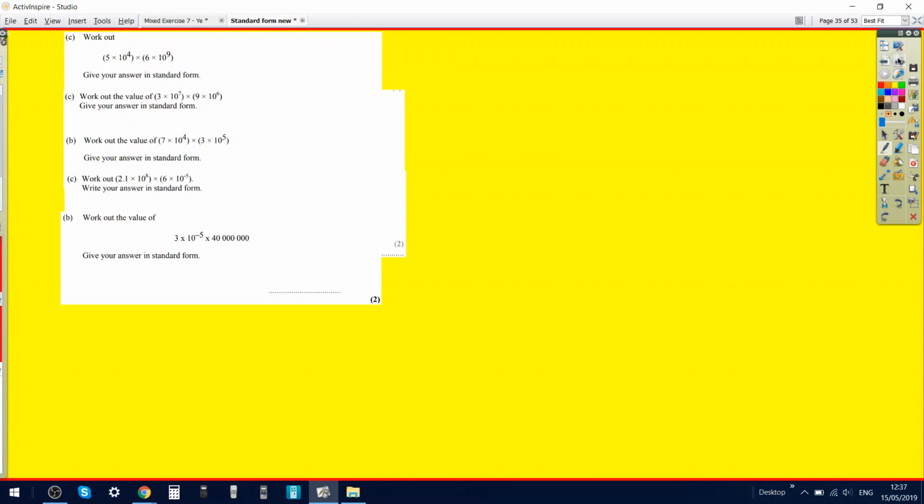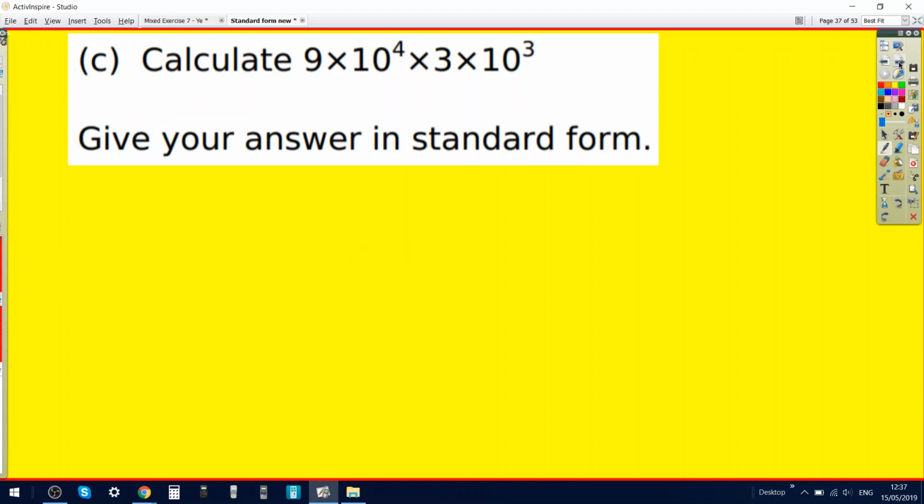Let me see that one. Okay. So sometimes they have brackets around them, but you can just ignore the brackets because everything has been multiplied.